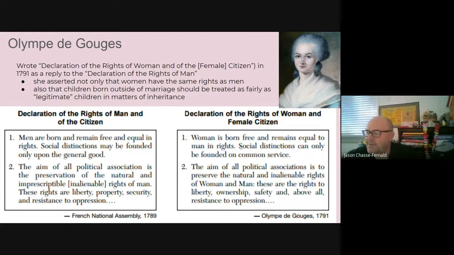Right, but she's also doing something different, right? So this is an important thing to think about and to point out: she also believes that children born outside of marriage should be treated as fairly as legitimate children, right, in matters of inheritance.